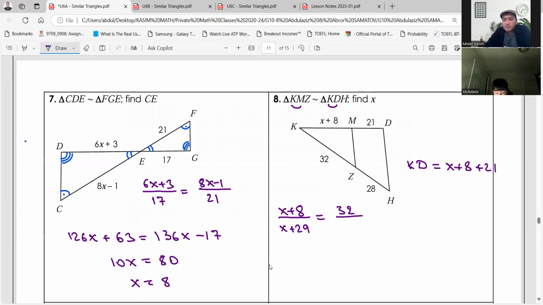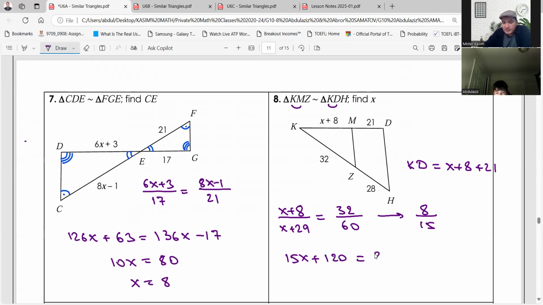KZ corresponds to what side? KH. What is KH? 60. Before we continue, we can simplify. Both numbers are divisible by 4, right? By 4, it is 8. By 4, it is 15. And now we cross multiply: 15x plus 8 times 15, 120.